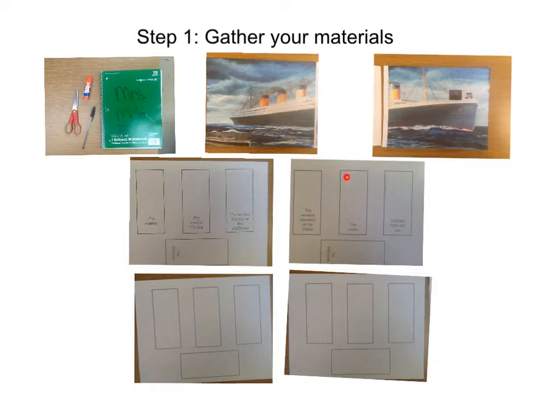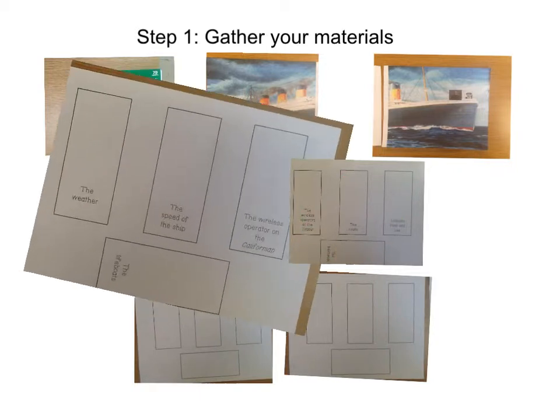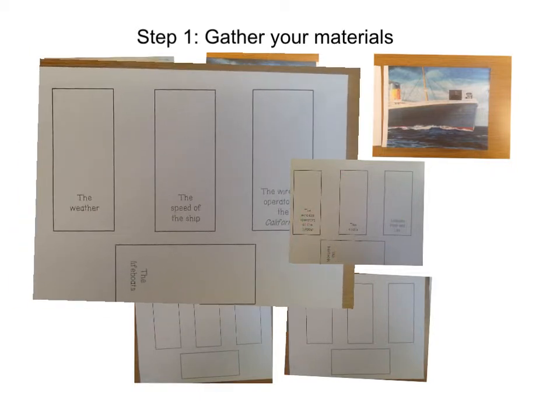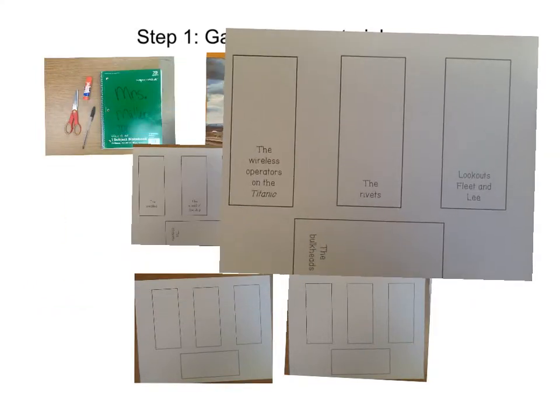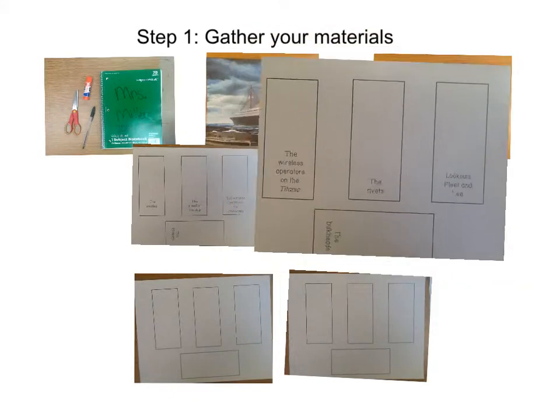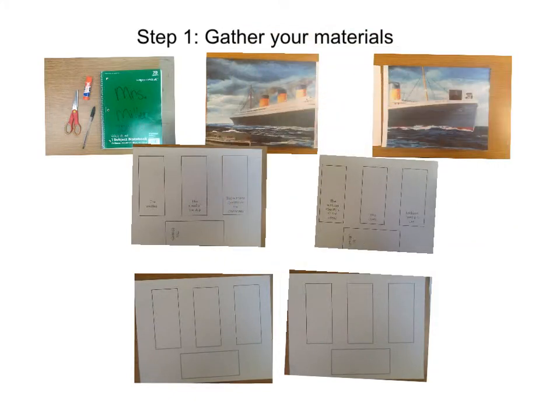They each have 4 rectangles on them. The first page starts with the first rectangle that says the weather, and the second one says the wireless operators on the Titanic. So please make sure you have both of those pages. You also need 2 of the blank pages of rectangles.